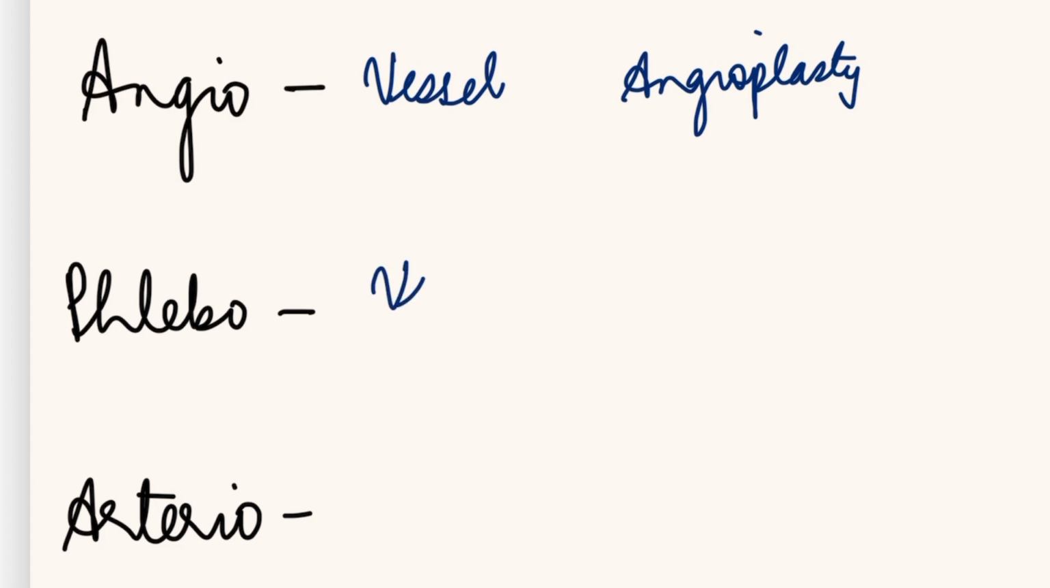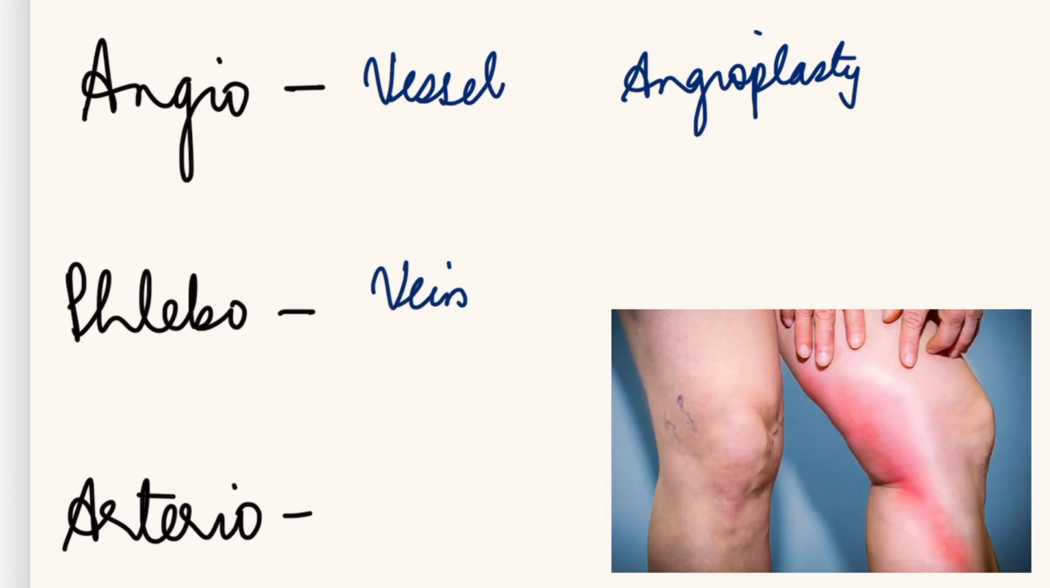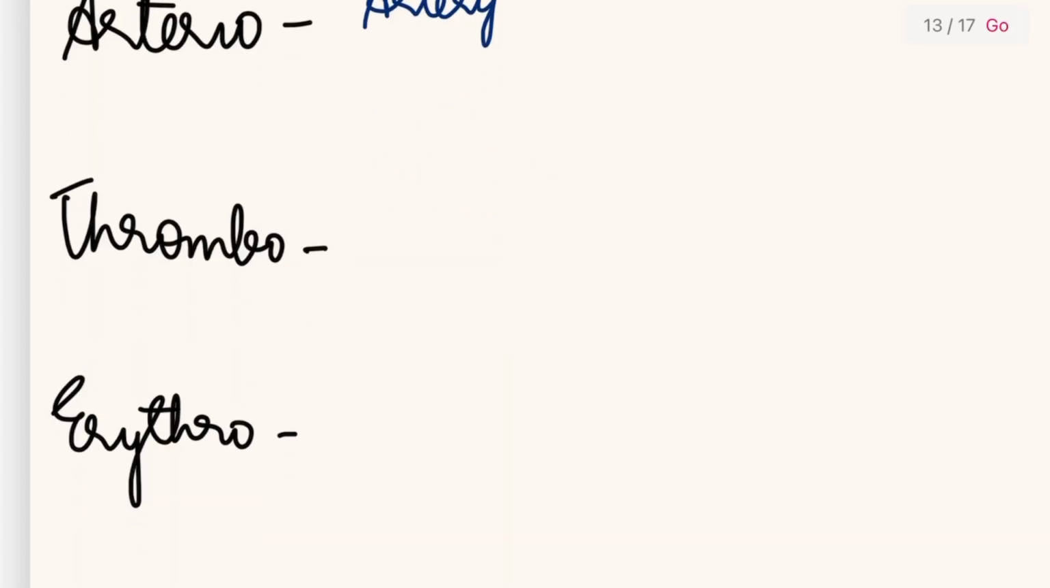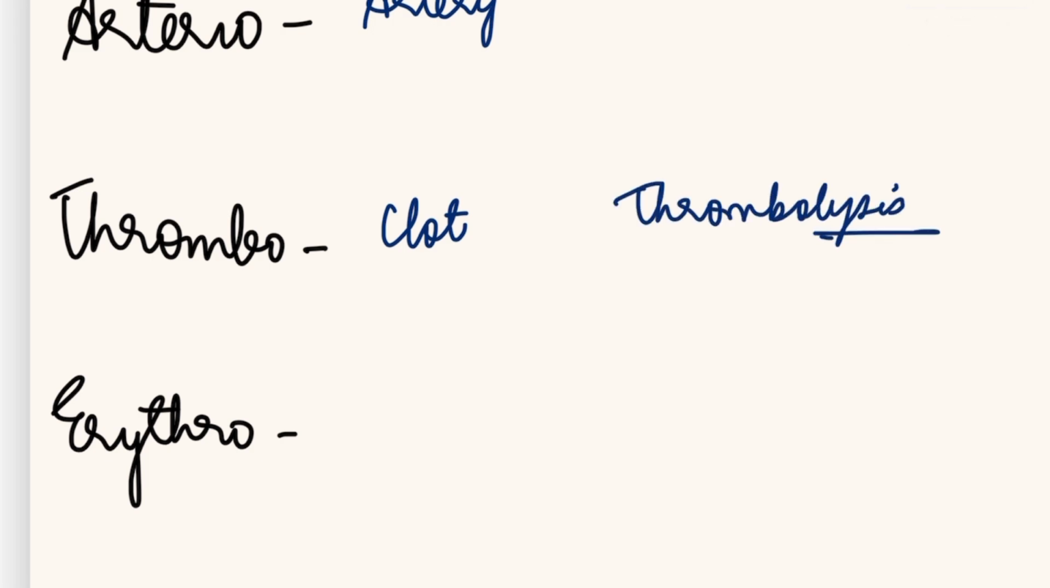Next is phlebo. Phlebo is vein. Example, phlebotomy, phlebitis. Phlebitis is inflammation of a vein. Then arterio, I guess most of you can guess it. It is artery. Thrombo is clot. So we use thrombosis and all. Thrombosis, thrombolysis. Thrombolysis is breakdown of a clot. So whenever lysis comes, it means breakdown.